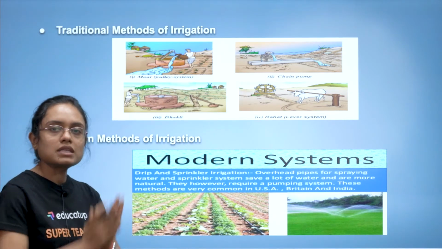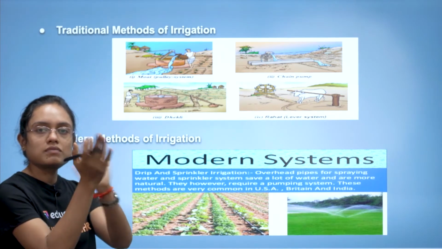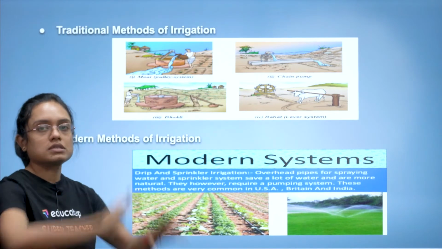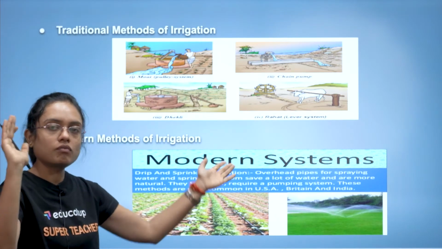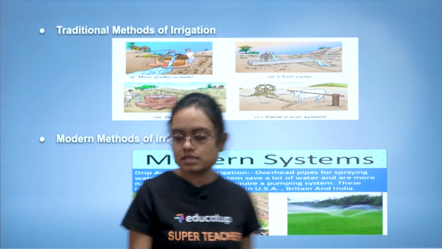Sprinkler system is something, there is a kind of a small fountain, a sprinkler which is rotating, and water is coming out and it is supplying water. Alright, now let's move ahead.